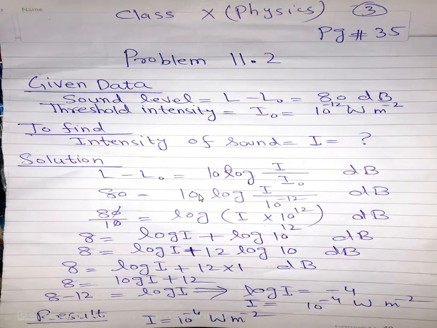Again, this 10 is multiplied here. If it goes to this side, it will be divided. So this 0 will be cancelled with this 0, so 8 will be left. Again here, I will move this 10 from minus 12 on the top. It will be plus 12.